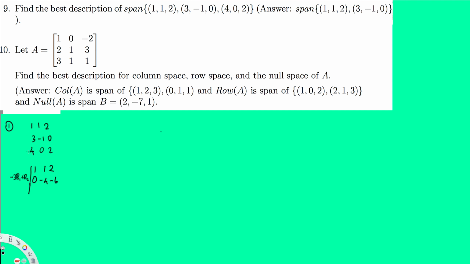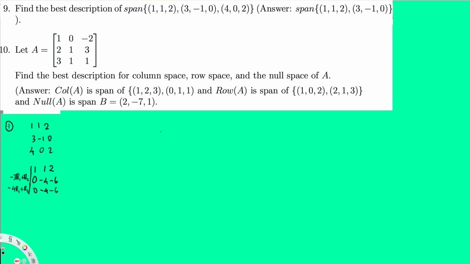Then I can do the same thing to the third row. That's going to be -4r1 plus r3. If I do that, I will get 0 right here. Then -4 times 1 is -4, and -4 plus 0 is -4. And -4 times 2 is -8, plus 2 is -6.